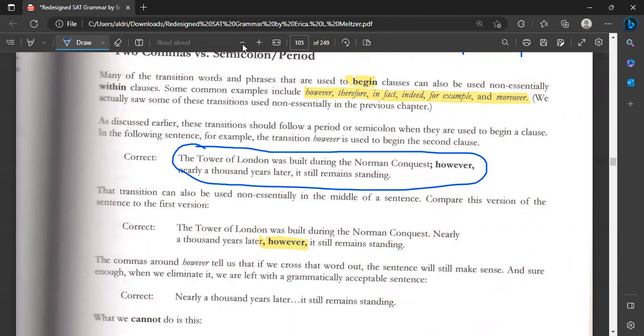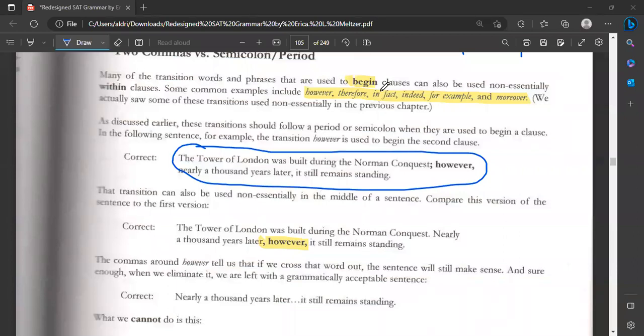And if you recall, when we were looking at the previous chapter 8, we were looking at transitions. If you recall, with transitions, this transition here is necessary. Why? Because the Tower of London was built during the Norman conquest. This was, I'm guessing, like 1,000 years ago, because the sentence goes on to say nearly 1,000 years later it still remains standing. So these are two contrasting ideas.